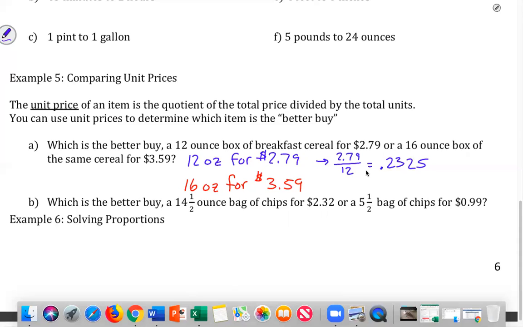Okay? All right, Golden. 23.25. Now, for the other one, we're going to do 3.59 divided by 16. And we get, in this case, 22.4375. Which one's the better deal, the blue or the red? The red. The red. All right. So the 16 ounce is cheaper per ounce. It's the better buy.